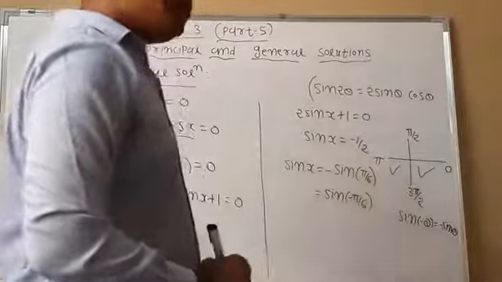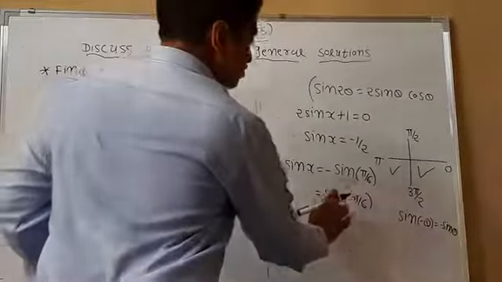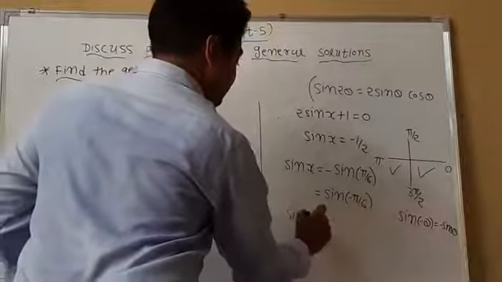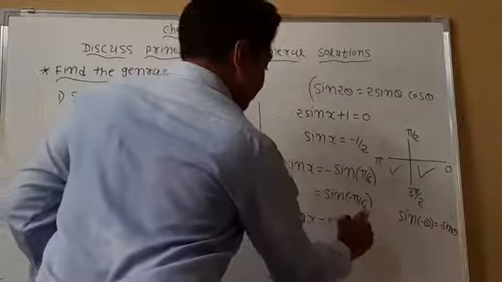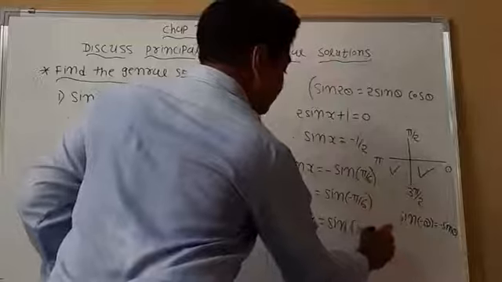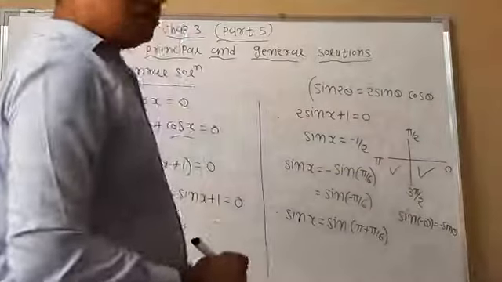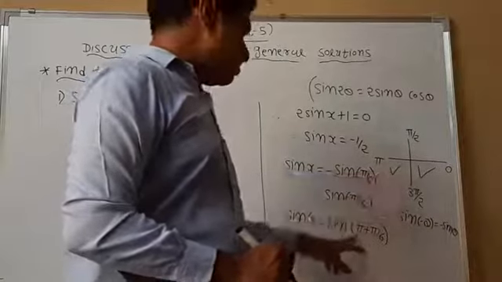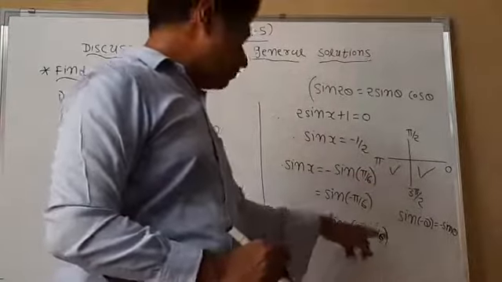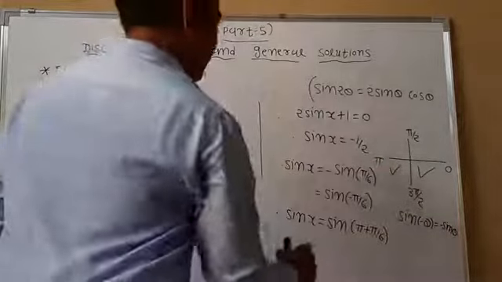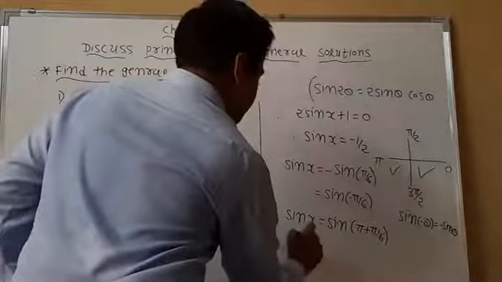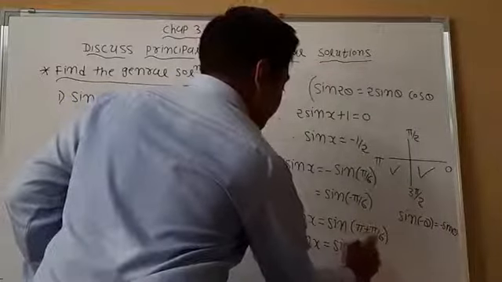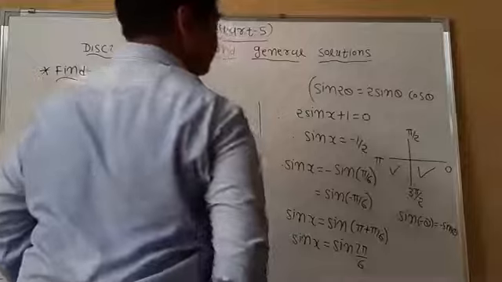Now remove this minus sign. So how can we remove it? Here written pi plus. So sin x is equal to sin of pi plus pi by 6. Here the first value is present in the third quadrant, that's why we consider only one value, pi plus pi by 6. Now take LCM. So sin x is equal to sin 7 pi by 6.